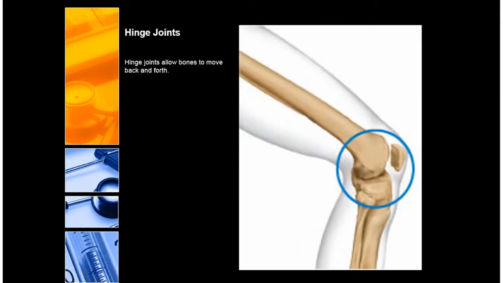A third type of joint is called a hinge joint, and they call it hinge joint because they're like the hinges that we have on a door. They only have two movements, nothing more. So we find these in our knees and our elbows. They are hinge joints, and just like your knee, it just allows movement in this direction and this direction. That's it.